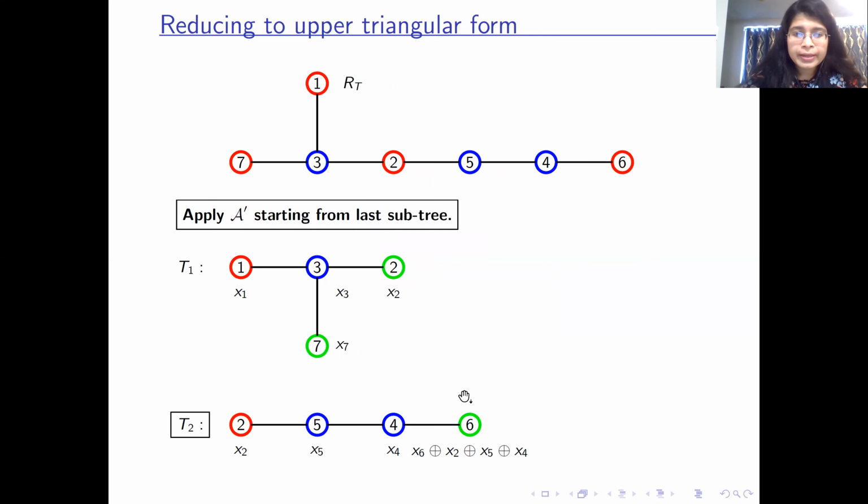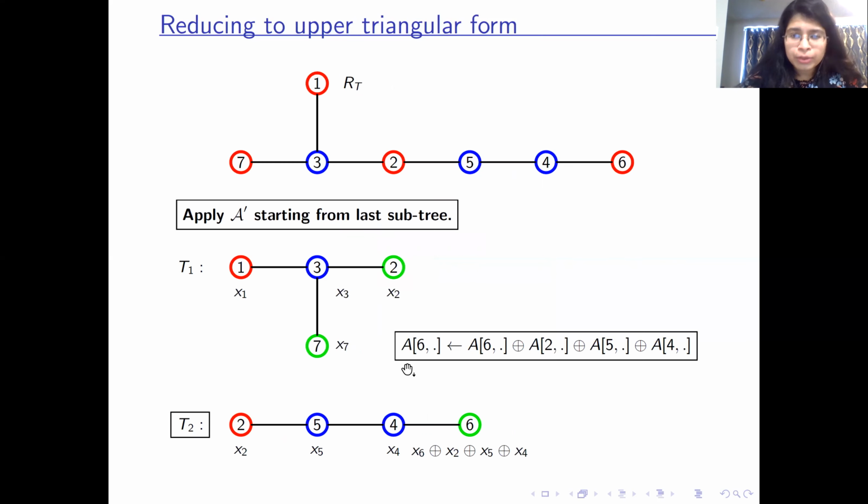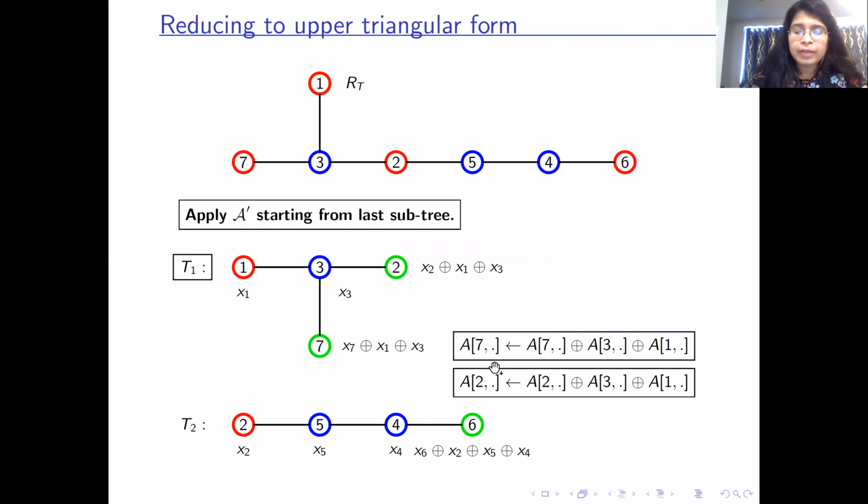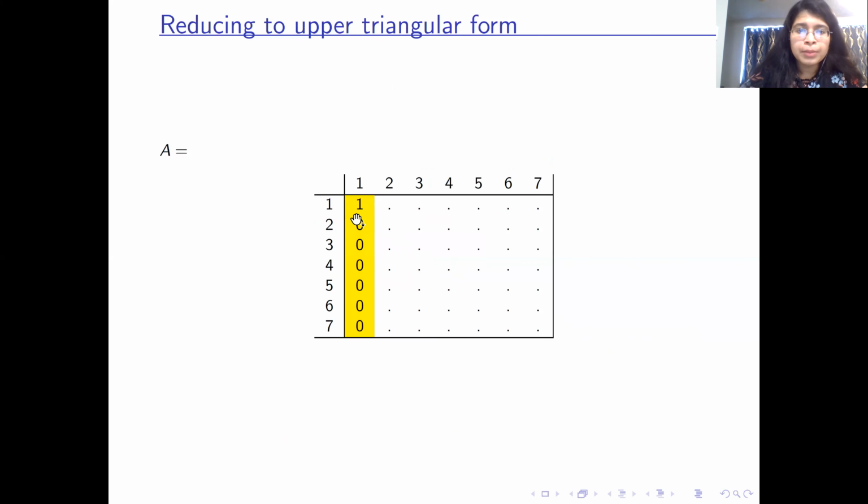This is how the parity at 6 changes after we apply this A dash to T2. We do the following row operations by which we can flip the 1 at row 6. We apply A dash to the first subtree. This is how the parities change, and we do similar row operations. So after this, below the diagonal, all the rows have a 0. So we say column 1 has been reduced.